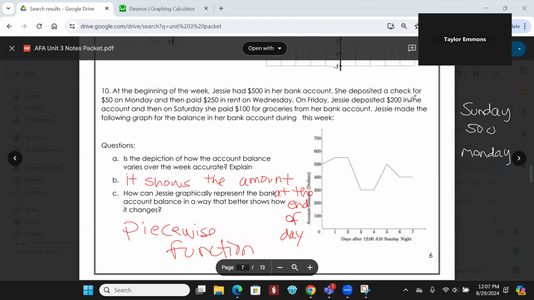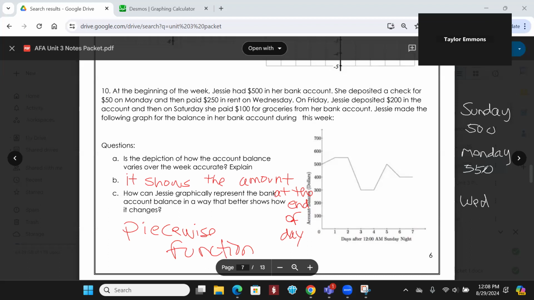She deposited a check for $50 on Monday. So did she gain money or lose money? Deposited is a good thing. We gain money, right? 550. Yeah, deposit always sounded like a bad thing whenever somebody said it back in the day. Okay, Tuesday, did anything happen? No, so we stayed at 550. What about Wednesday? What happened?